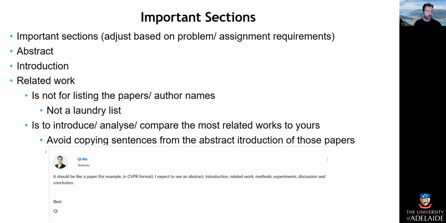So we need to have an abstract, introduction, related work. One thing that I would note here right away, and something that I have come across a lot of times, is that in related work, sometimes people just list a bunch of papers like a laundry list. It lists a bunch of names, maybe author names, titles, and then they maybe copy and paste a part of the abstract and introduction of that paper. Now, that's not really the purpose of related work.